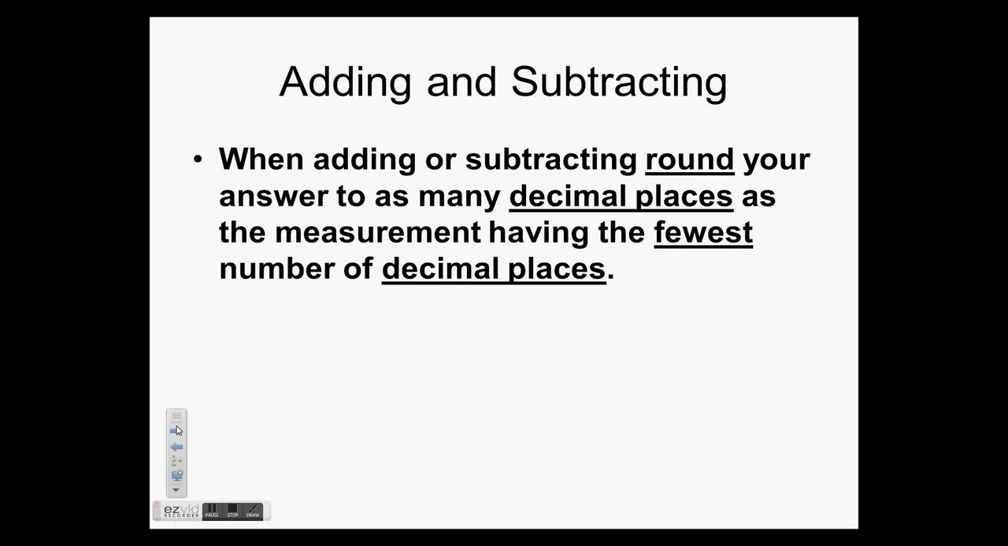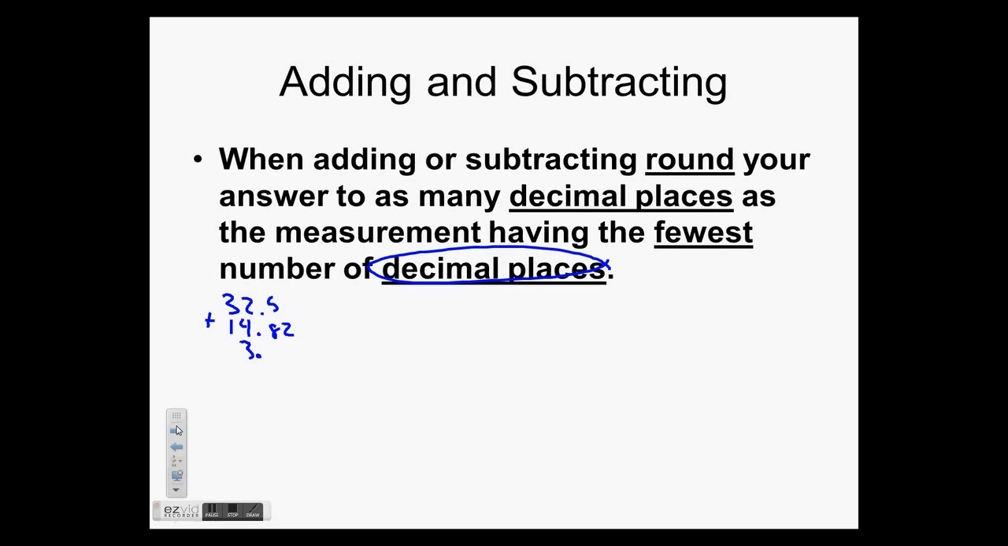The last rule is pretty simple. It's for adding or subtracting. When adding or subtracting, round your answer to as many decimal places as the measurement having the fewest number of decimal places. So notice that we are looking at decimal places now. That significant digit type thing that we were looking at before doesn't apply. It's just simply decimal places.